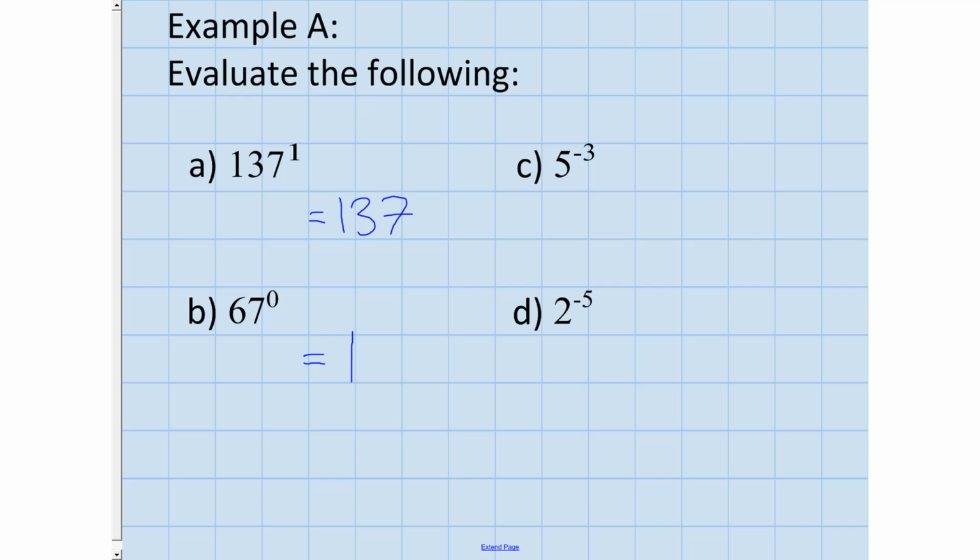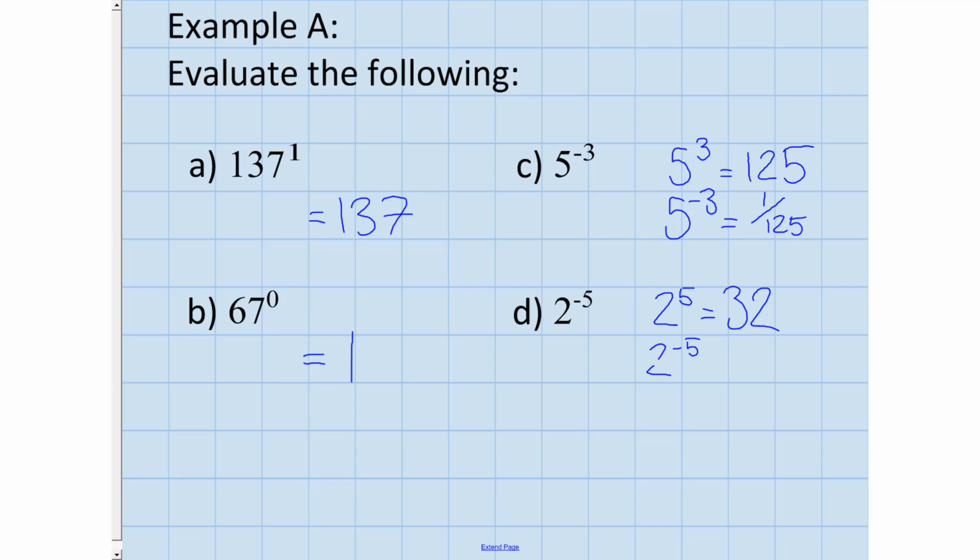Now C, 5 to the minus 3. Well, let's ignore that minus for a second. We'll do 5 to the power of plus 3. Well, 5 to the power of 3 means 5 times 5 times 5, which is 125, which means 5 to the minus 3 is 1 over 125. And finally D, 2 to the minus 5. Well, let's ignore that minus again. 2 to the power of 5 means 2 times 2 times 2 times 2 times 2, which is 32. So 2 to the minus 5 is 1 over 32.